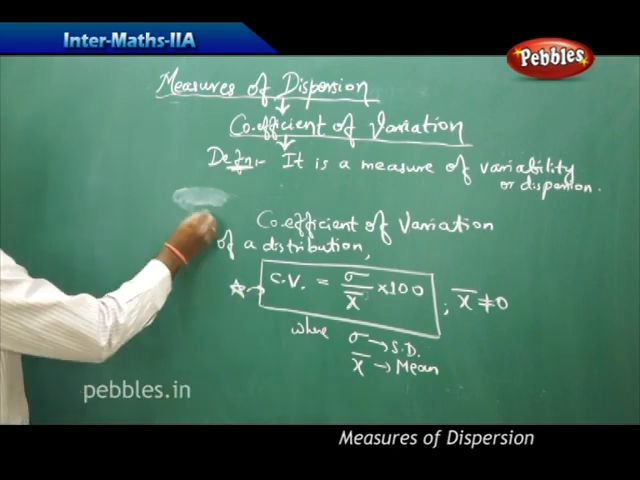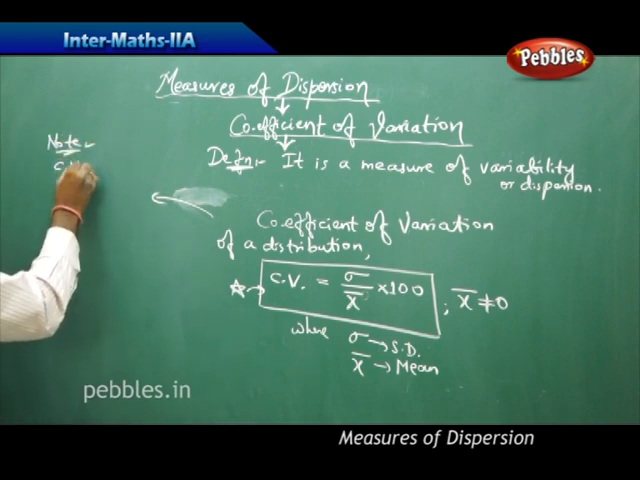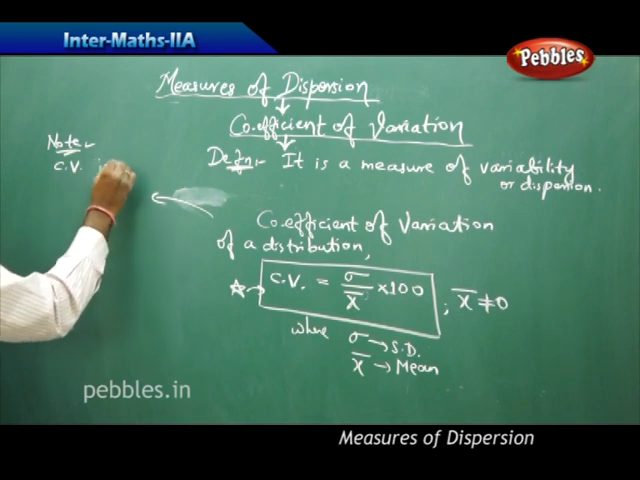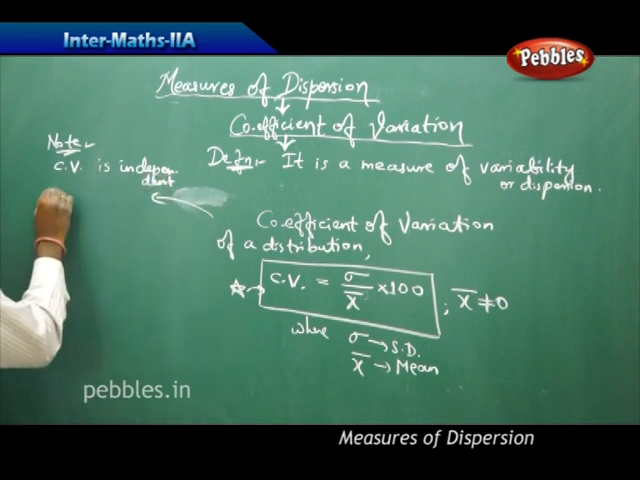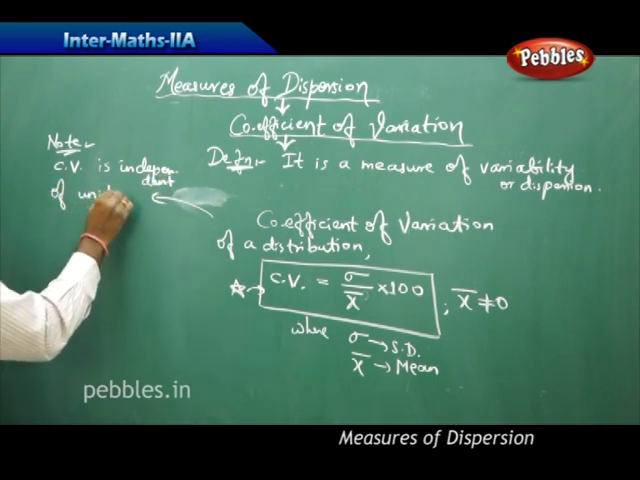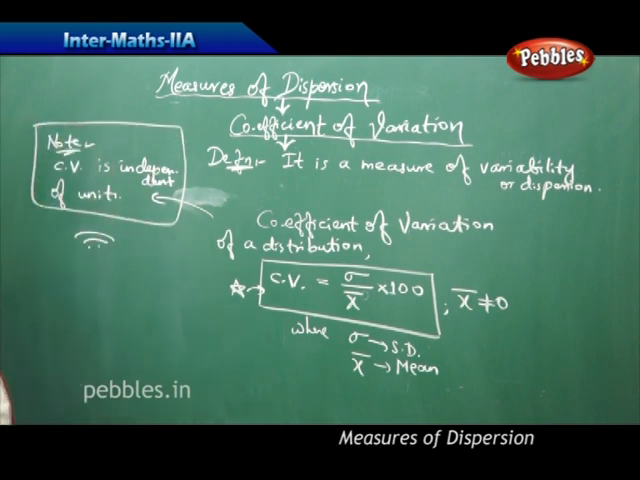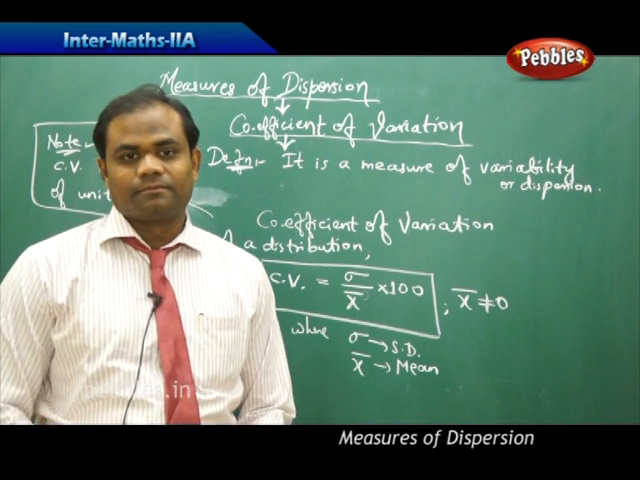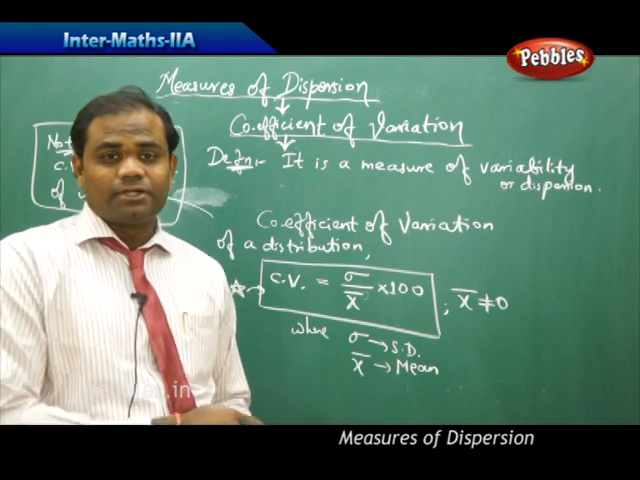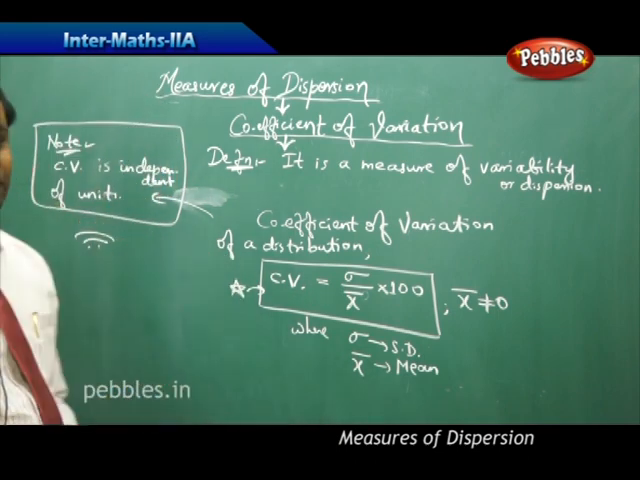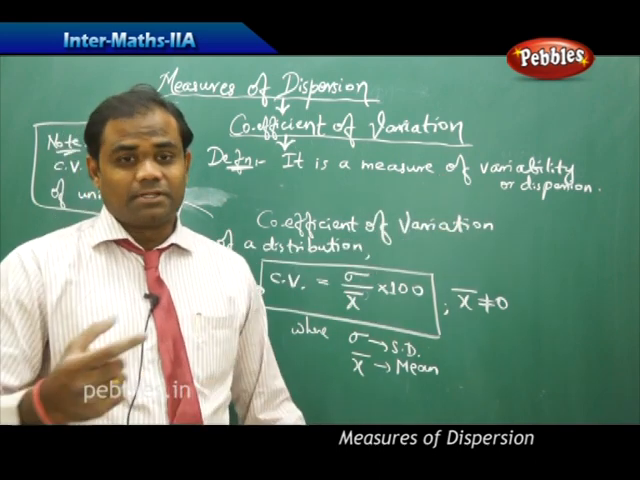And it is very important to note that coefficient of variation is independent of units, is how we have the note which defines the measure of variability. Coefficient of variation is independent of units, and hence it is essential that sometimes we consider the coefficient of variation as the strict measure of variability or dispersion.